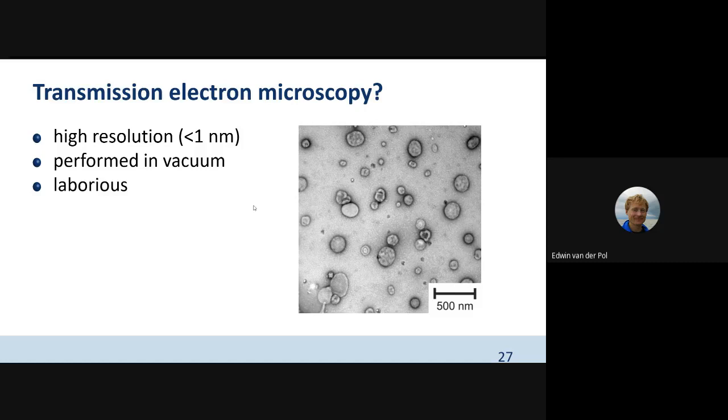So we have to dry our vesicles, which you cannot do just easily because you need chemical preparation for that, a fixative, a contrast agent. This takes typically 1 day to prepare your sample for electron microscopy. So it's very laborious, thereby expensive.